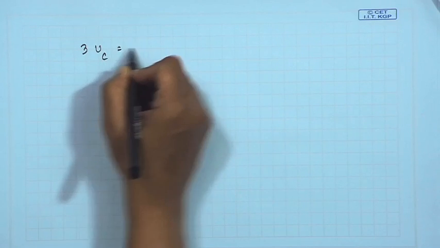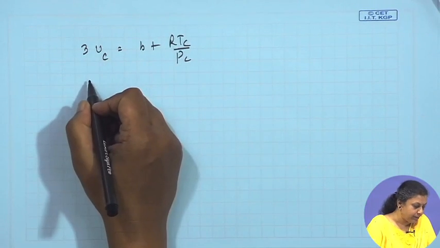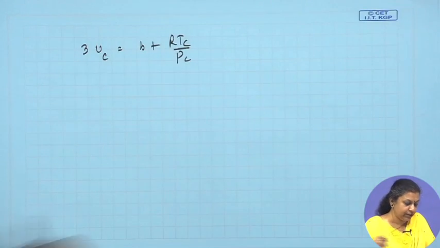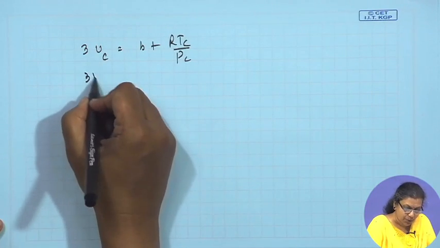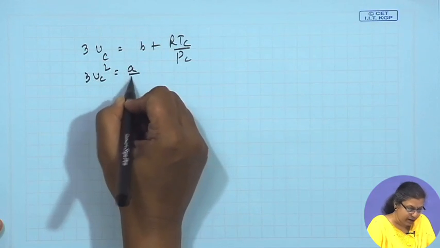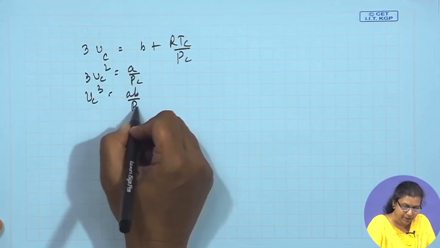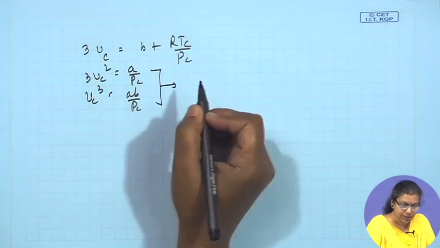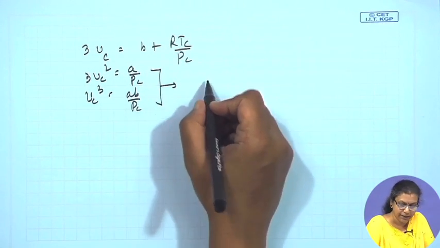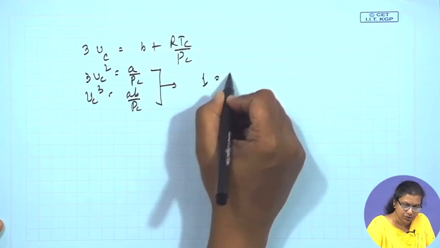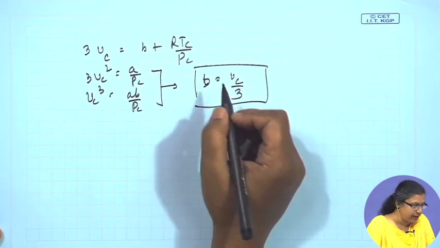So, we get 3Vc equals B plus RTc by Pc, this is one. And then the next equation which we get is 3Vc square equals A by Pc, and Vc cube equals AB by Pc. From these two equations immediately what comes out? From these two equations immediately we get B equals Vc by 3, right, we get this.